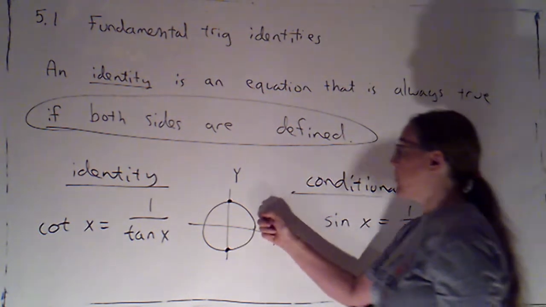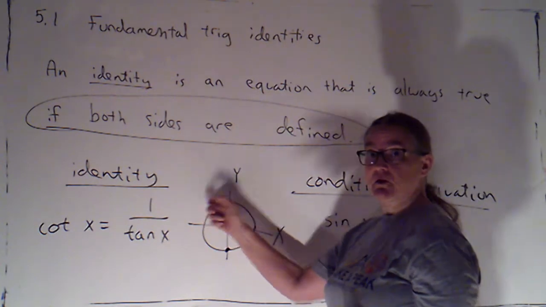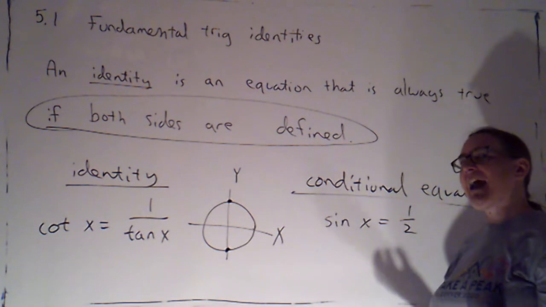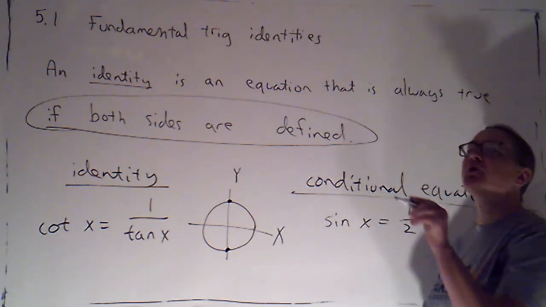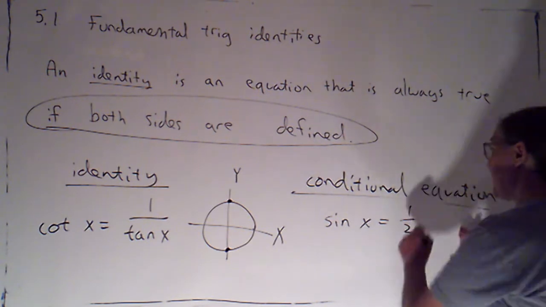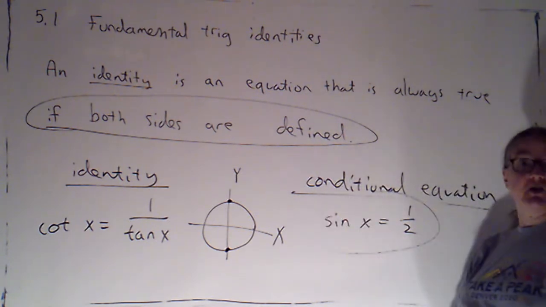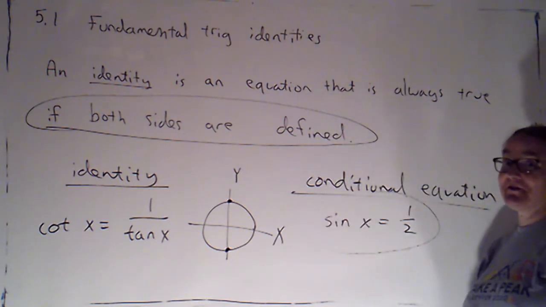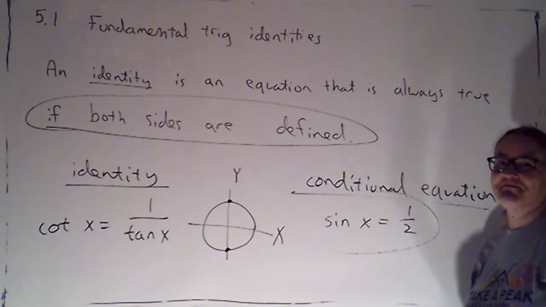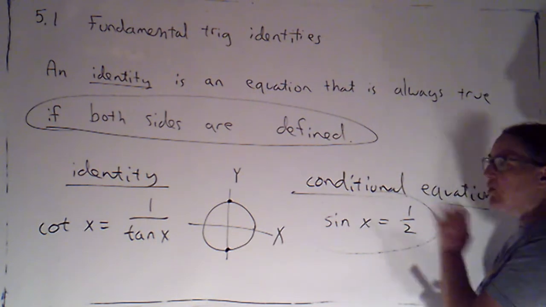Sine is positive in quadrants 1 and 2, so I'm going to find a solution in quadrant 1, I'm going to find another solution in quadrant 2, but once I have those solutions, anything coterminal with them is also going to be a solution. So when we get to solving these at the end of the chapter, almost always when you're solving a trig equation, you're going to be getting infinitely many solutions. Okay, so we'll just keep that in mind. We'll get there eventually.